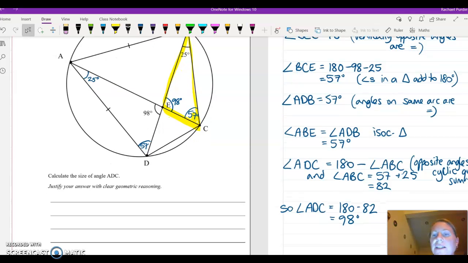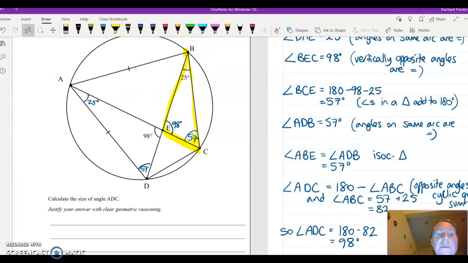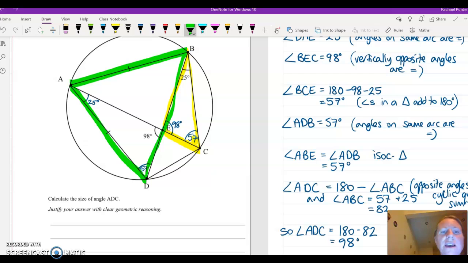All right, so the next thing we've done is gone, okay, remember that we were told that this here is an isosceles triangle. These guys are the same, those two sides there. So since we've just worked out that angle ADB is 57, then that means angle ABD must also be 57 degrees. Okay, so that's this next step here.